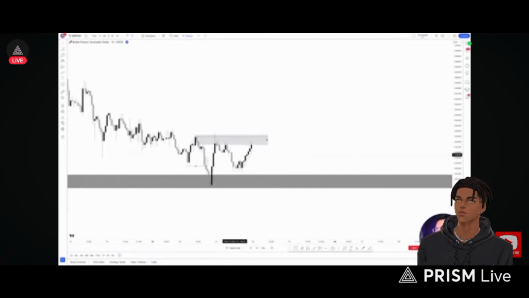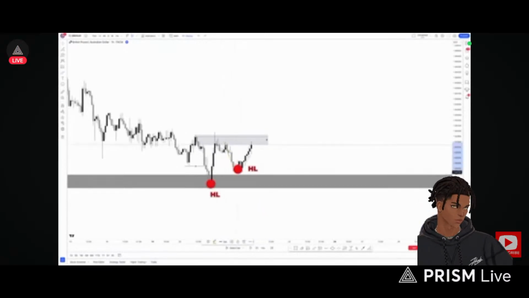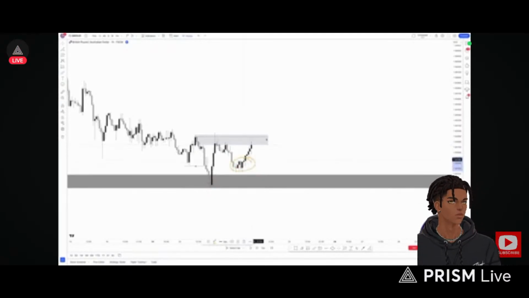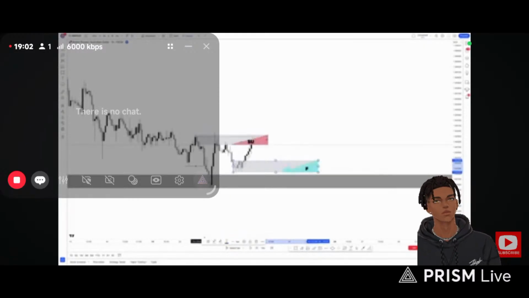But look at what happened, right? Instead of creating that lower low, what price actually did is that it created that higher low. And you can see this low right here is higher than this low. So this pretty much confirmed to us that this is your flip zone, right? This is where supply has officially flipped to your demand, right?